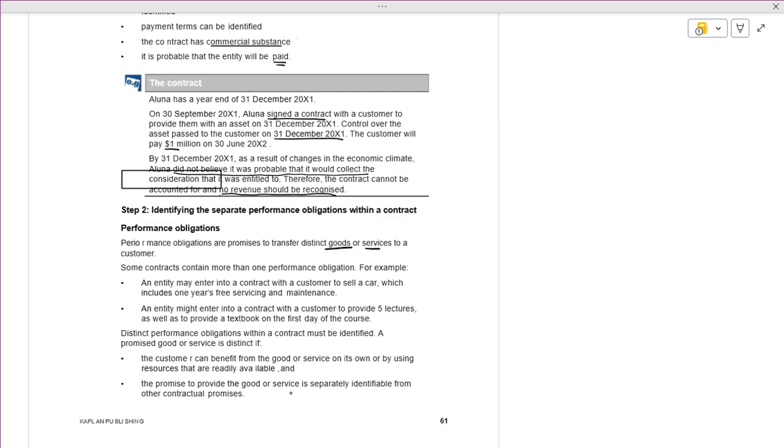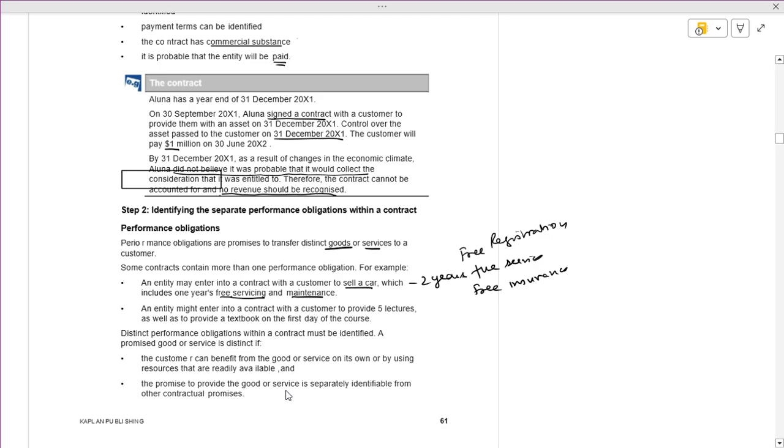Some contracts contain more than one performance obligation. How will it be? We are not only selling a car. Most of the time they will say we are selling the car with 2 years of free service. We are selling a car with free insurance. We are selling a car with free registration. Likewise, you will have these things. It means you are not selling one product, but you are selling supporting things also, and then it is more than one performance obligation.